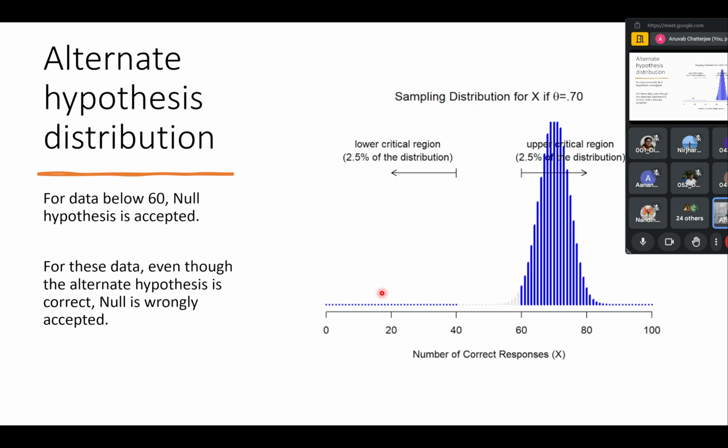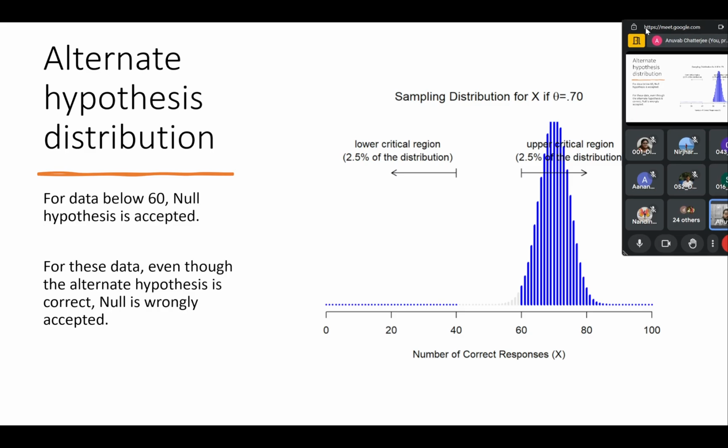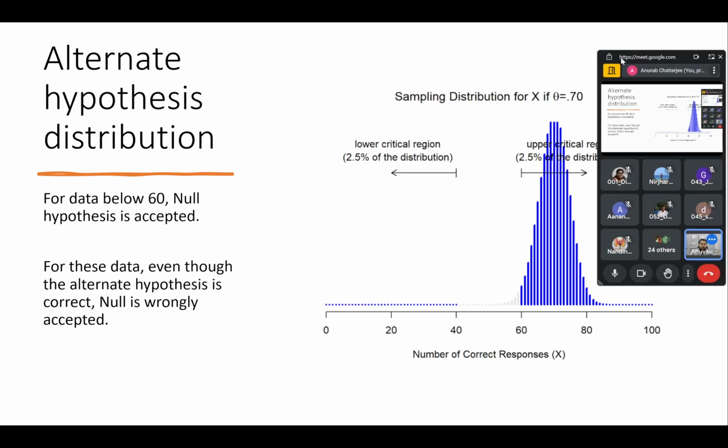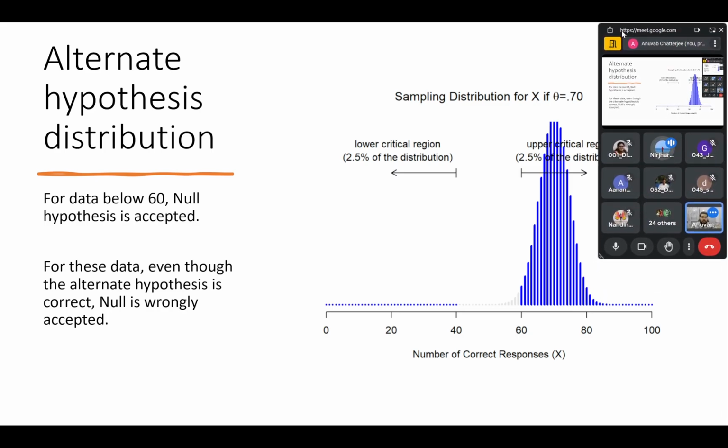So what exactly did we do to increase the power of the test? How did we figure out that the coin is actually unfair? Any guesses, anyone? Sir, could you repeat the question?